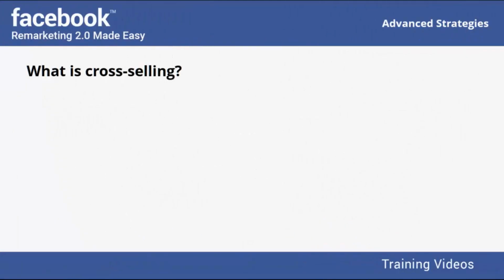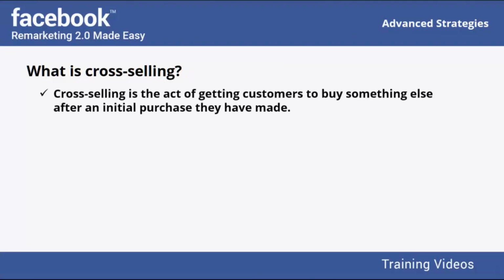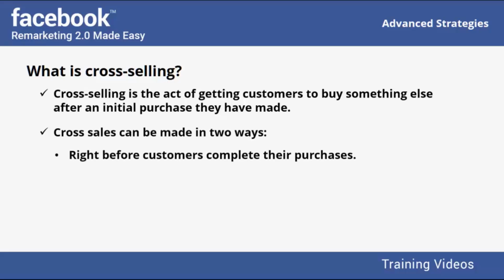What is cross-selling? Cross-selling is the act of getting customers to buy something else after an initial purchase they have made. Cross-sales do not focus on selling something complementary to the initial sale. Instead, it is filling an additional need in the customer. Cross-sales can be made in two ways. Right before customers complete their purchases. Once people are in their checkout screens, an item can be offered to them based on their browsing history or past purchases in your store.